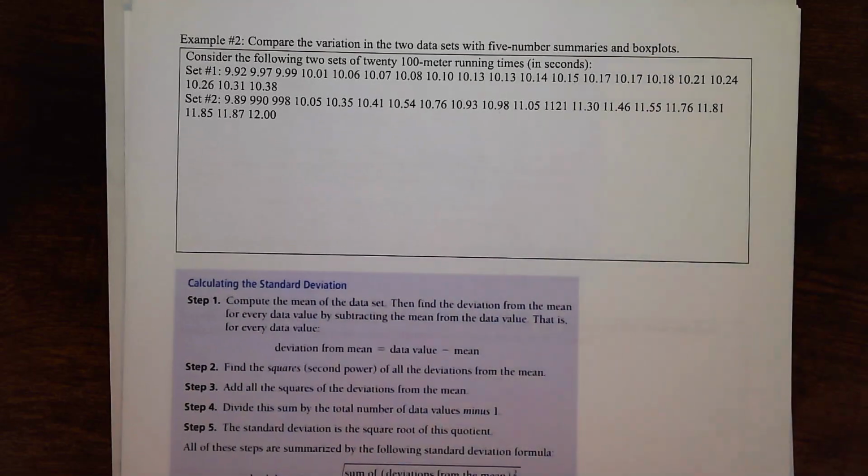All right, so next we got to compare the variation in two class sets for 5 number summaries for box plots. We got two sets of 100-meter running times. And so you could do this by hand. We could also do this in the calculator. I'll go ahead and tell you doing this in the calculator is going to be a lot easier.